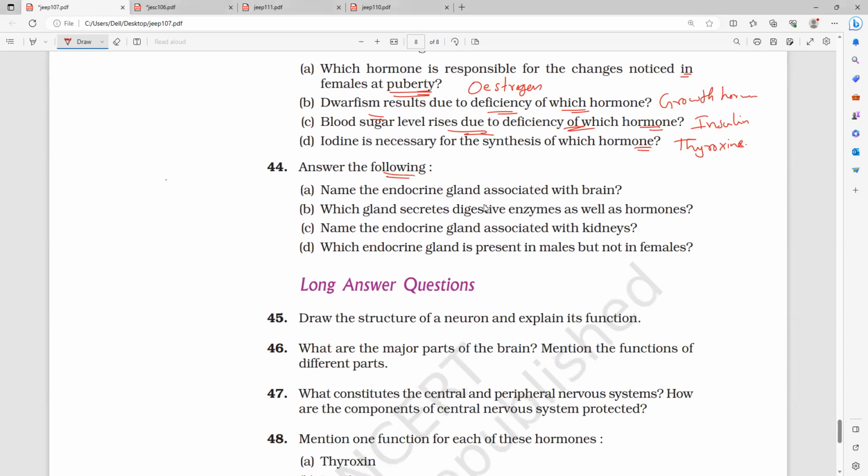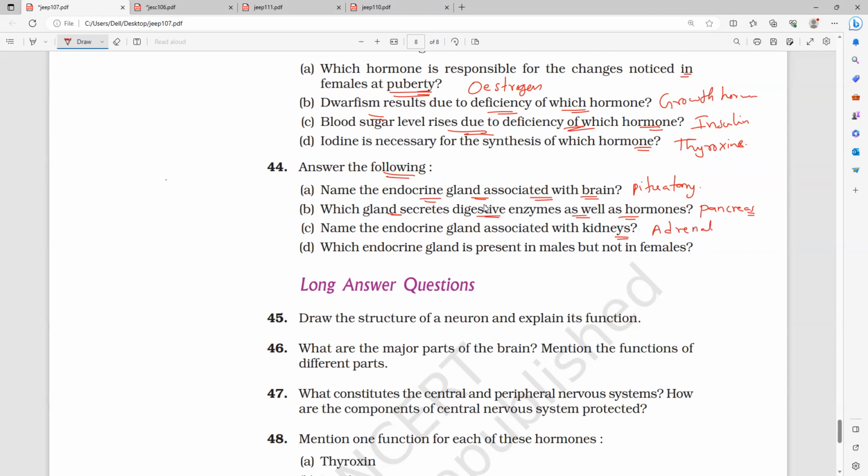Next, answer the following. Name the endocrine glands associated with the brain. Now itself we'll study it today itself. What is the endocrine gland associated with the brain? Pituitary gland. Everybody? Pituitary gland. See, you need to know minimum knowledge. That's what I'm saying. Which gland secretes digestive enzymes as well as hormones? Yes, pancreas. Pancreatic juice as well as insulin. Name the endocrine gland associated with the kidneys.